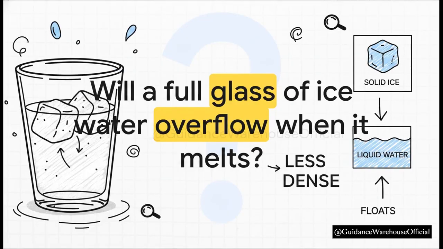Before we wrap up, let's test your new intuition with a classic physics riddle. Imagine a glass of ice water filled to the very brim. The ice cubes are floating, sticking up just slightly above the rim. When that ice melts completely, will the water overflow the glass? I'll leave you to ponder the exact math on that one, but the secret lies in the fact that solid ice is less dense than liquid water, which is exactly why it floats in the first place.